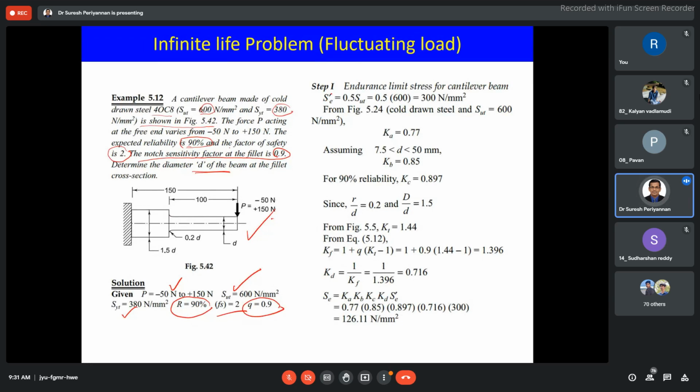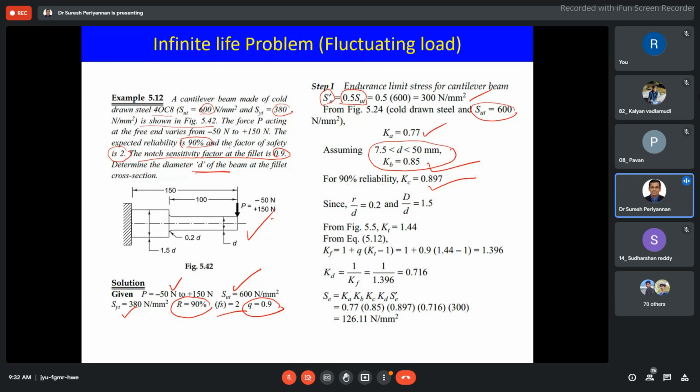Se is the endurance limit based on the standard test specimen. We already know it is 0.5 times Sut, and since Sut is given, we find 300 Newton per mm squared. With respect to this, we can find Ka, the surface finish factor, Ka is 0.77. D is not given, so we assume the component is within the 7 to 50 mm region. Hence my size factor is 0.85. Now my reliability factor, based on 90%, we can obtain from the table.